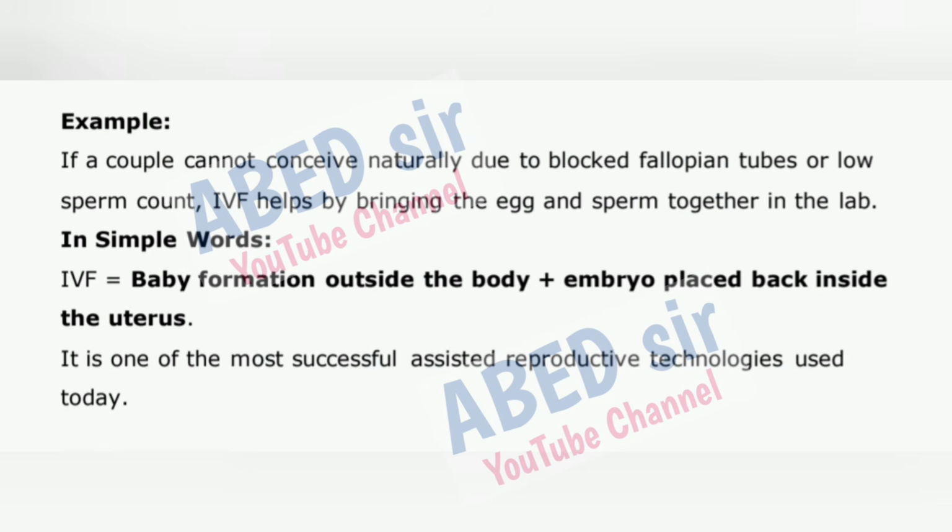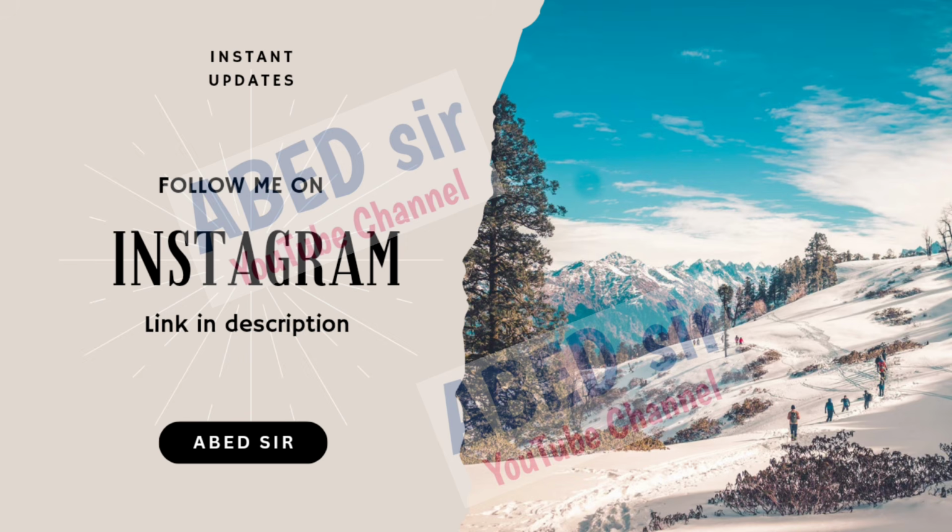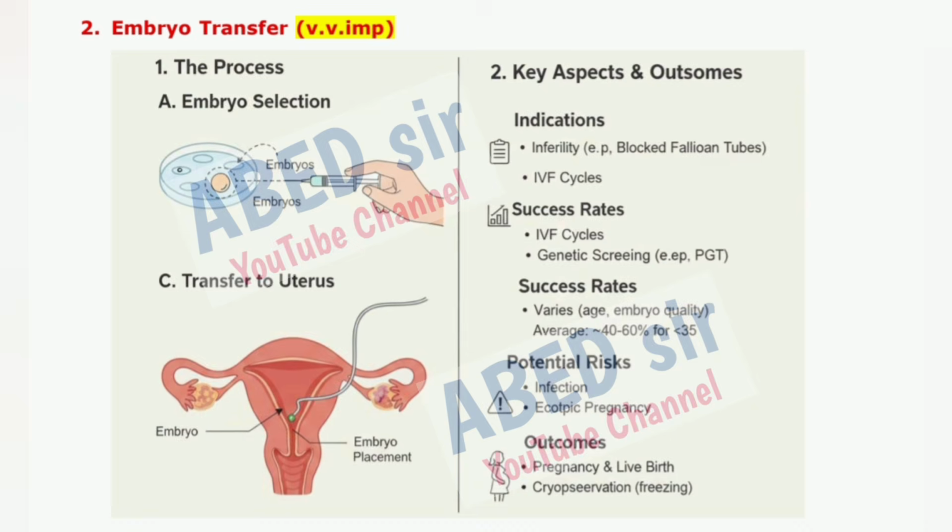6. A healthy embryo is then transferred into the woman's uterus, where pregnancy begins. Example: if a couple cannot conceive naturally due to blocked fallopian tubes or low sperm count, IVF helps by bringing the egg and sperm together in the lab. In simple words, IVF equals baby formation outside the body plus embryo placed back inside the uterus. It is one of the most successful assisted reproductive technologies used today.